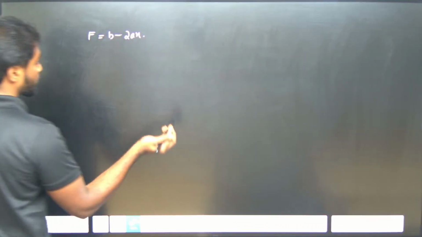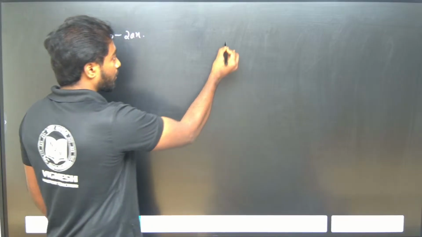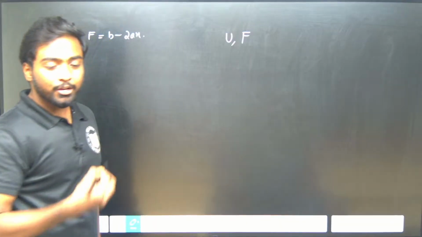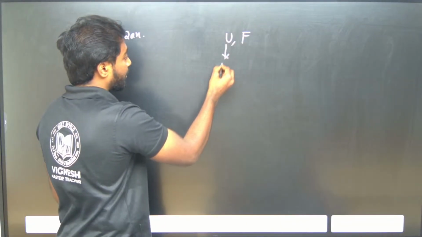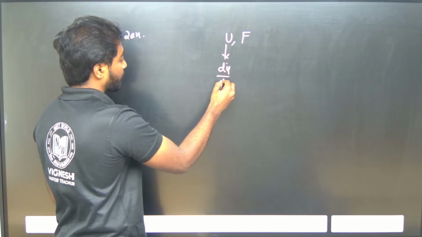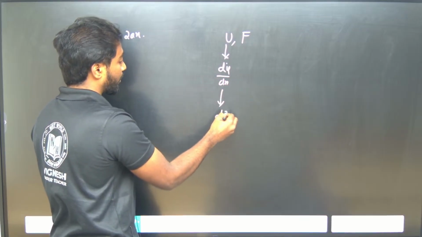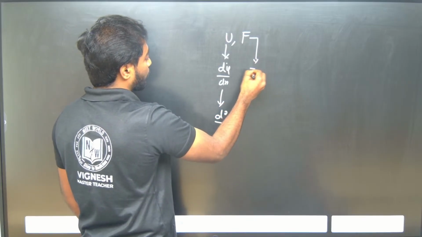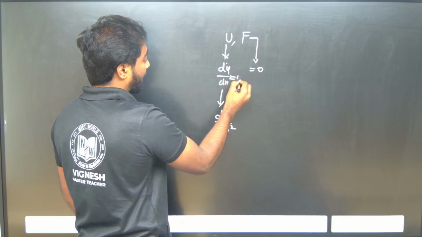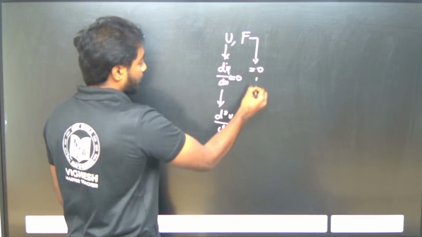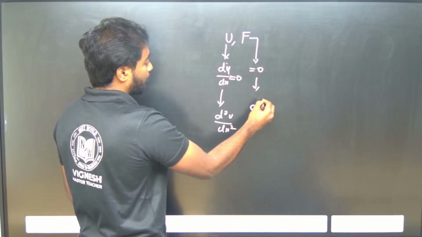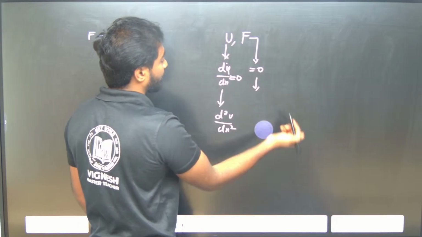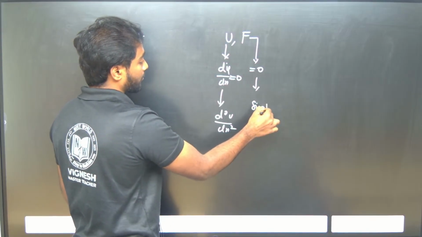For this, first I need to know whether they have given a potential equation or a force equation. Why do we need to know? If U is given, I need to differentiate dU by dx, and then double differentiate, d square U by dx square. But if force is given, equate it to 0, enough. Directly I can equate it to 0. Single differentiation is enough.